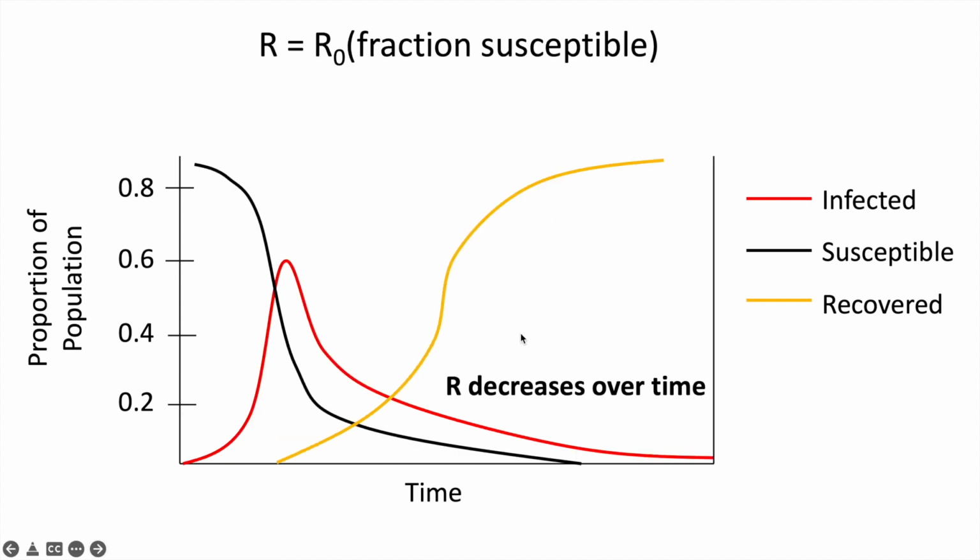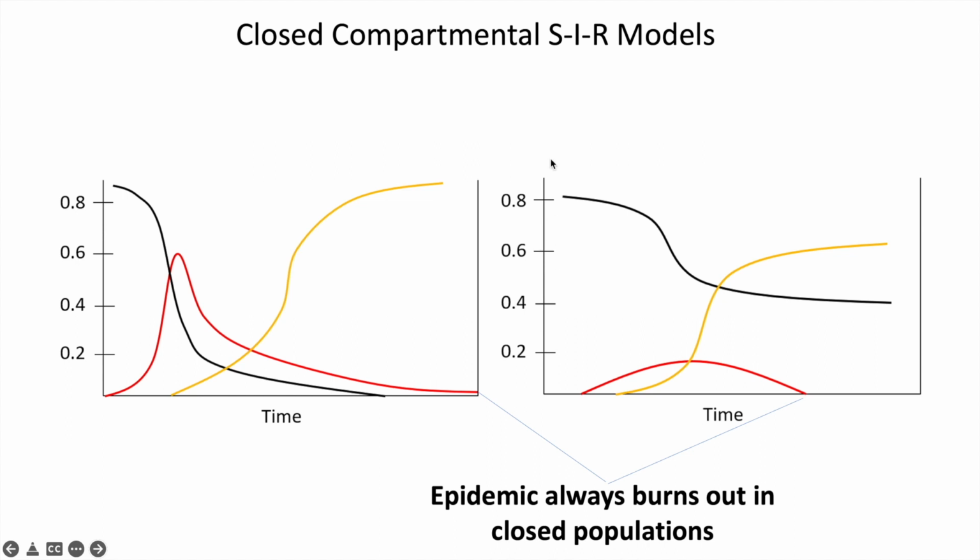Another way to formally describe what I've been talking about with mass action is just the idea of effective R naught. So effective R naught is R naught multiplied by the fraction that are susceptible. So with this view of R naught, the infectiousness of the disease, this R value, is changing and becoming lower as the number of susceptible people decreases. Another feature of closed models and closed populations is that the epidemic always runs its course. You'll notice that the number or proportion infected always got to 0 in both of these situations.